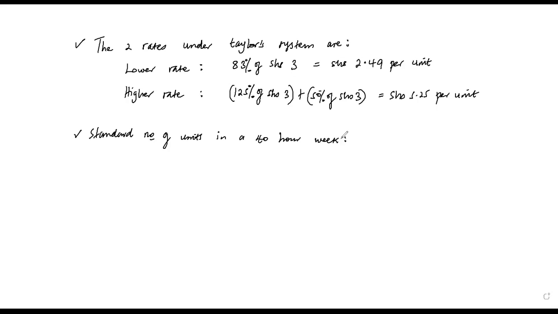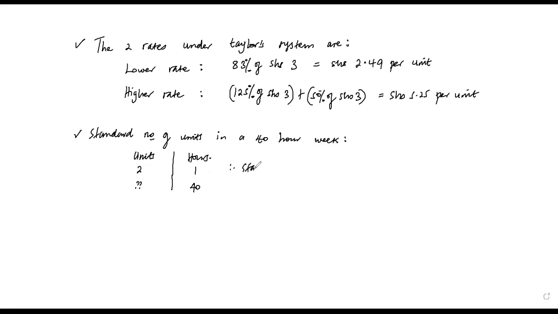Remember, they have told us in the question that the standard output is 2 units per hour. So if I have units, I also have hours here. And they're telling us that to produce 2 units standard, it takes us 1 hour. Now, if we have a 40-hour week, if we have 40 hours, then what should be the units produced?